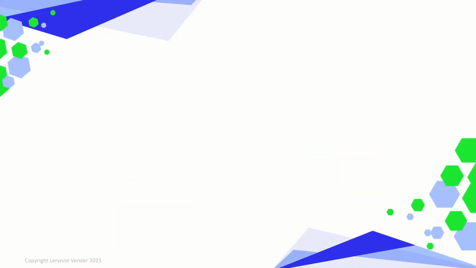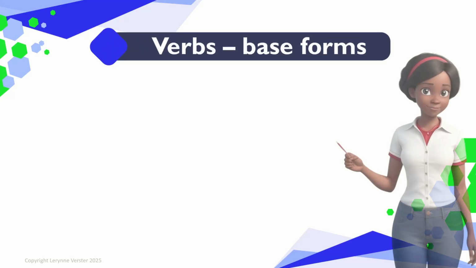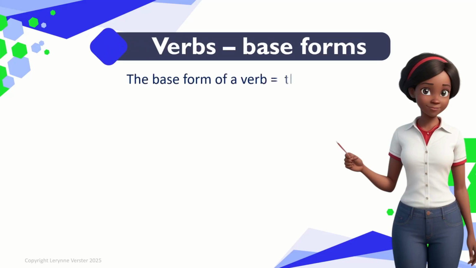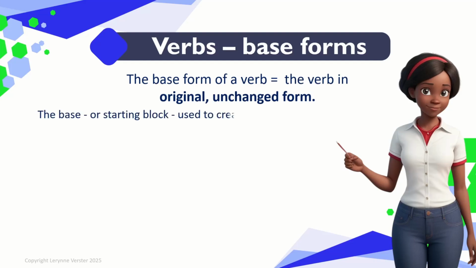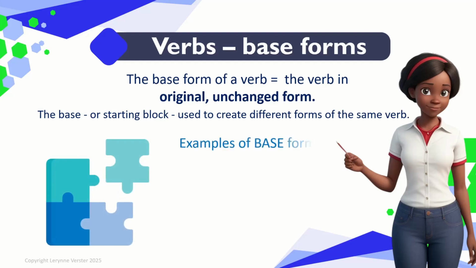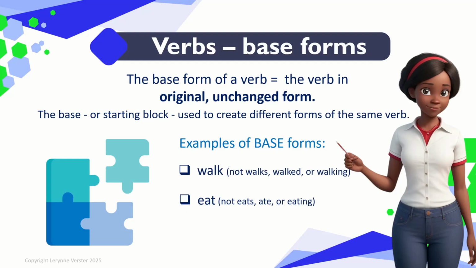To understand how and when to change the form of the verb, we need to know about its base form. The base form of a verb is simply the verb in its original, unchanged form. This is the base or starting block used to create different forms of the same verb. It is the form you find in the dictionary. Examples of base forms: walk, not walks, walked or walking; eat, not eats, ate or eating; go, not goes, went or going.